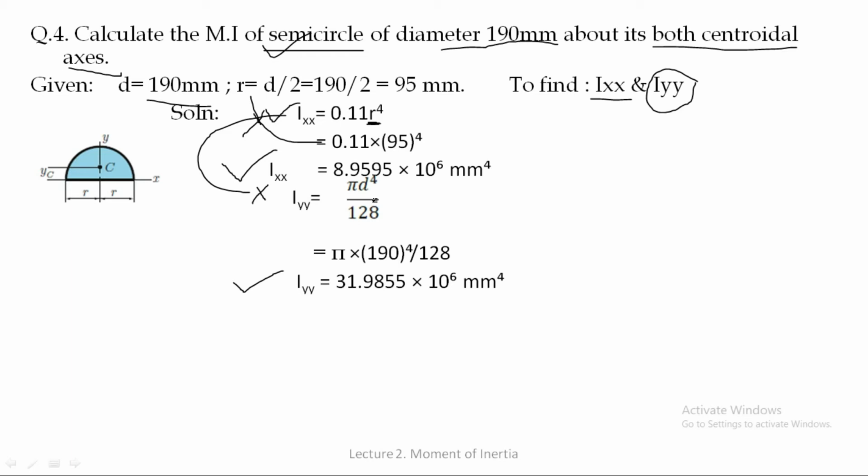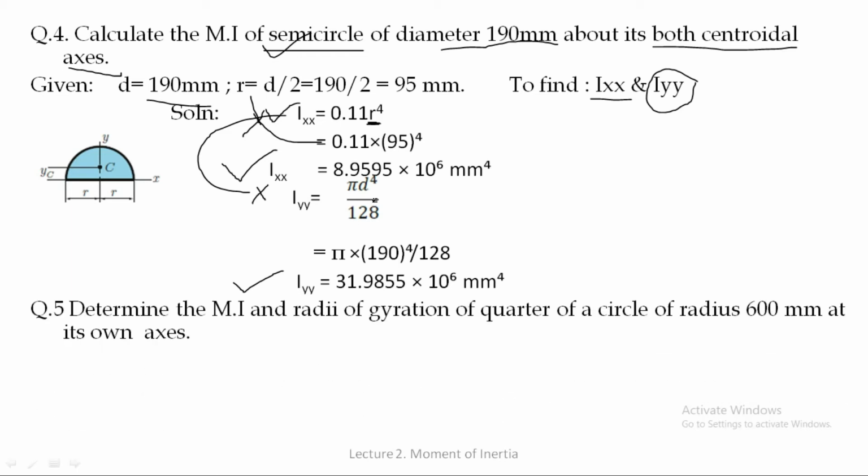Now let us go to our next numerical, the fifth numerical. What does it state? Determine the moment of inertia and radius of gyration of a quarter of a circle of radius 600 mm at its own axis. As we have discussed earlier, what should be our strategy to find the section? What is the section over here? Quarter of a circle, that means a quarter circle. So we'll first draw a quarter circle.